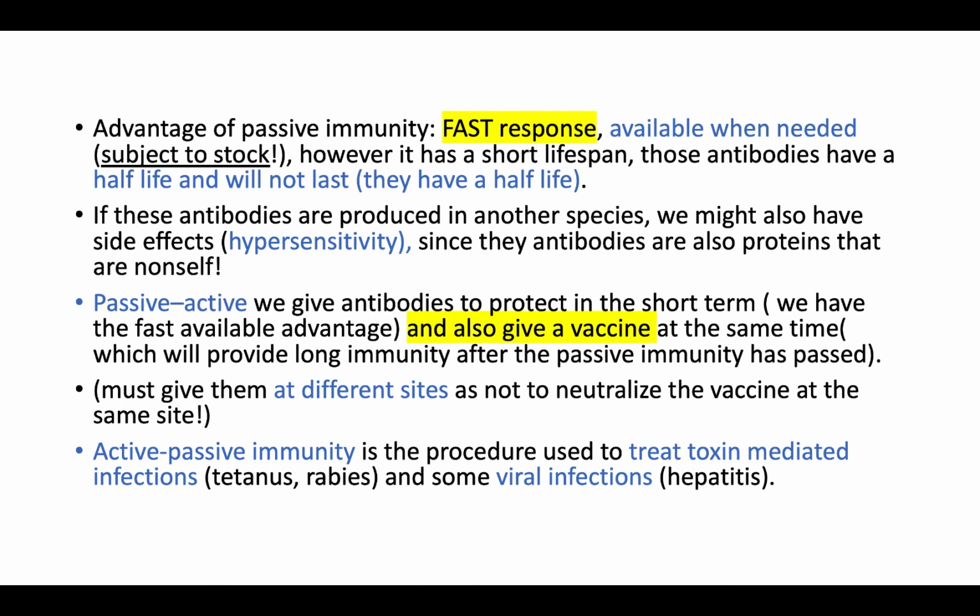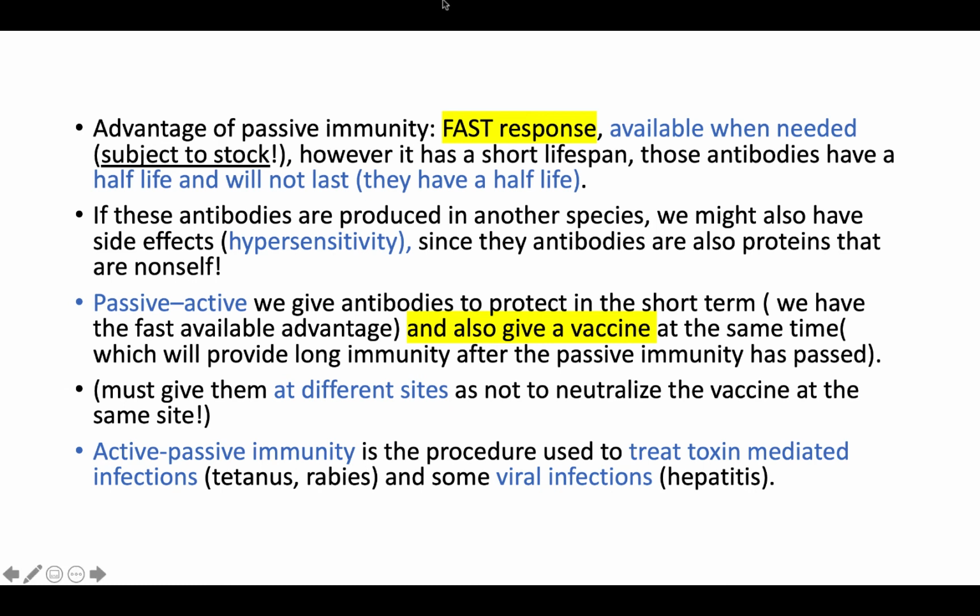They keep decreasing. Sometimes these antibodies can cause problems if they are made, for example, from horse antibodies, horse IgG against, for example, botulism, whatever. So you might have hypersensitivity against horse proteins, and that is a side effect. Passive-active: we can give antibodies to protect in the short term, and as we said, give a vaccine as well so they can have active immunity.